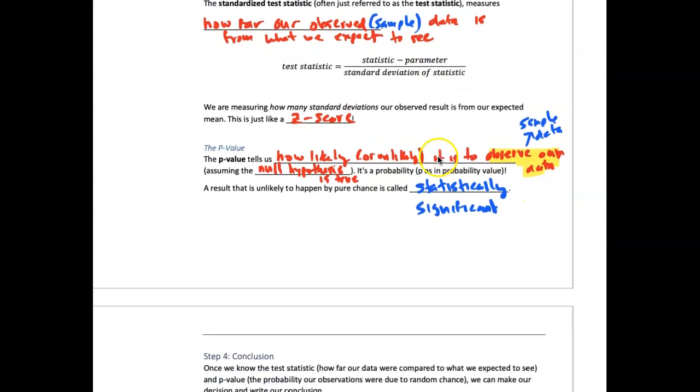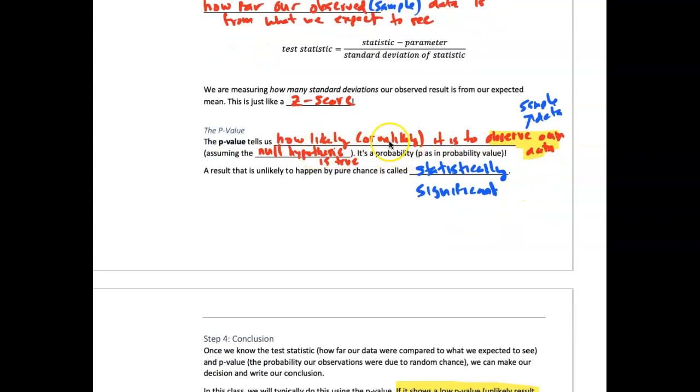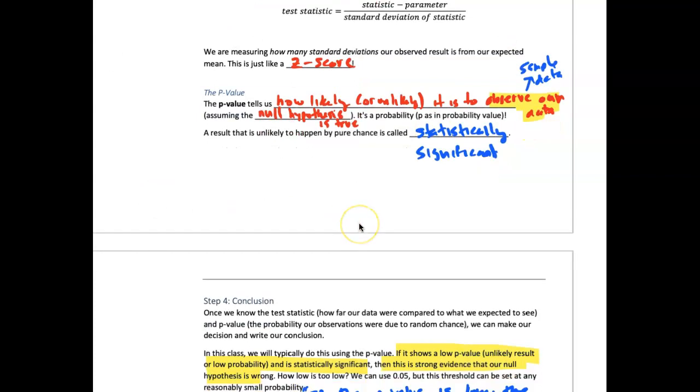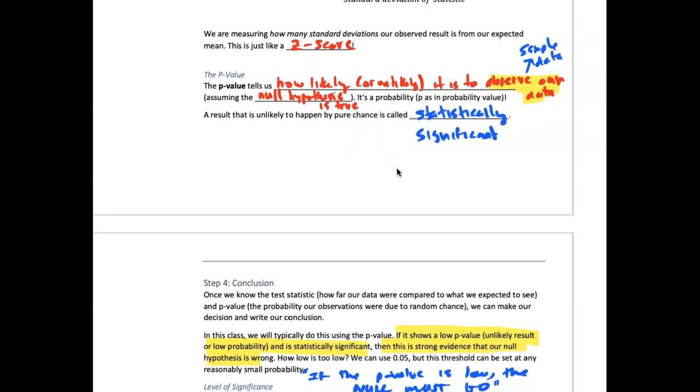and comparing the sample data with our assumed parameter. The p-value, again, is how likely or unlikely it is to observe sample data under the null hypothesis if we assume it's true. It's like a conditional probability. What's the probability of observing this data given the null hypothesis is true? That's what we're really doing. It's a conditional probability, but you're just not writing it that way. The result that is unlikely to happen by pure chance we call statistically significant. So when we do see some data that's statistically different, that we know it's not just by chance, that there is something going on, we then say the data is statistically significant.